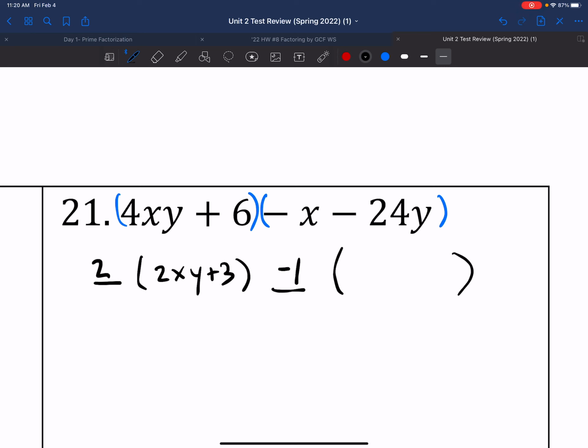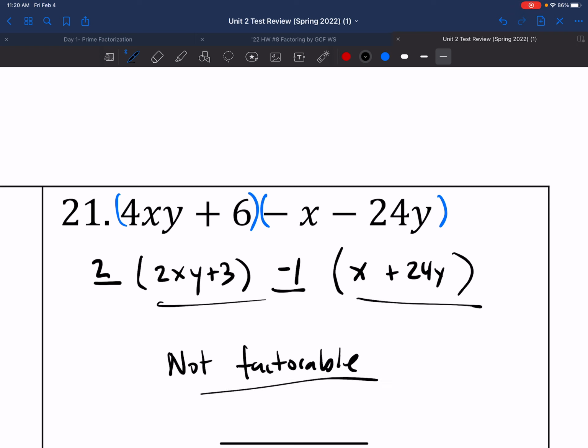Look on the right side, negative 1 times what will give me x? That's just going to be x. And negative 1 times what will give me negative 24y? That's just going to be positive 24y. And I don't see anything in common here. So my answer is not factorable. Not factorable.